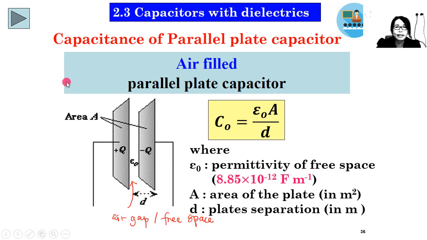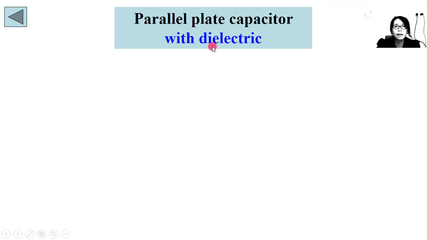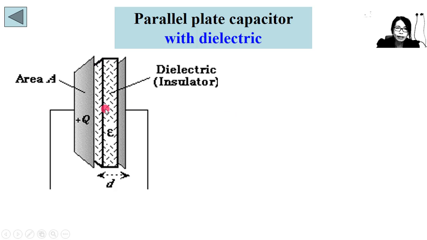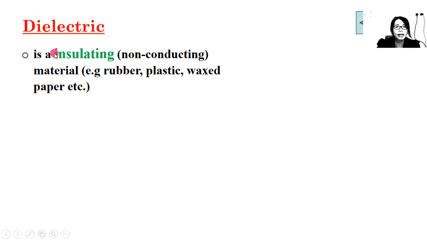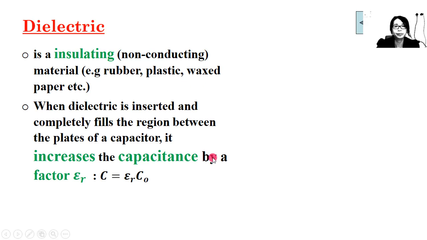We might also insert an insulator in between the two plates. When we insert an insulator in between the two plates, we call this a parallel plate capacitor with dielectric. So we might insert a dielectric in between the two plates of the parallel plate capacitor. So what actually is a dielectric?